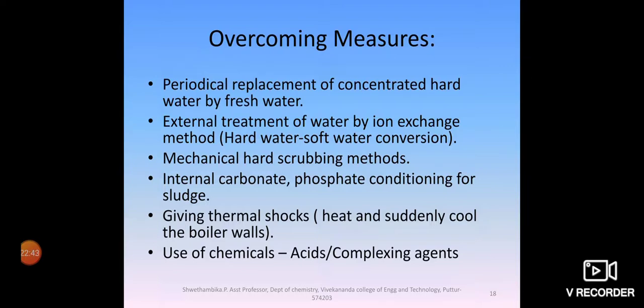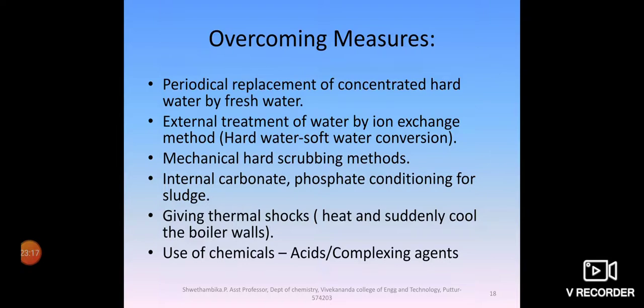The third one is to go for the mechanical hand scrubbing method. This could be understood by any common man, like how we remove rust from the surface of iron. In the same way the mechanical hand scrubbing method could be adopted. The fourth one is the chemical method, where carbonate or phosphate conditioning is done. That could be used for scale also, where we add one more chemical and it will react with the scale or sludge so that the product could be removed from the water.